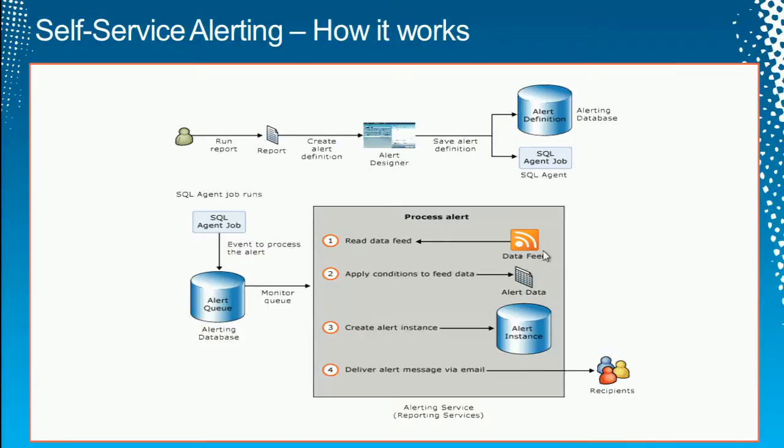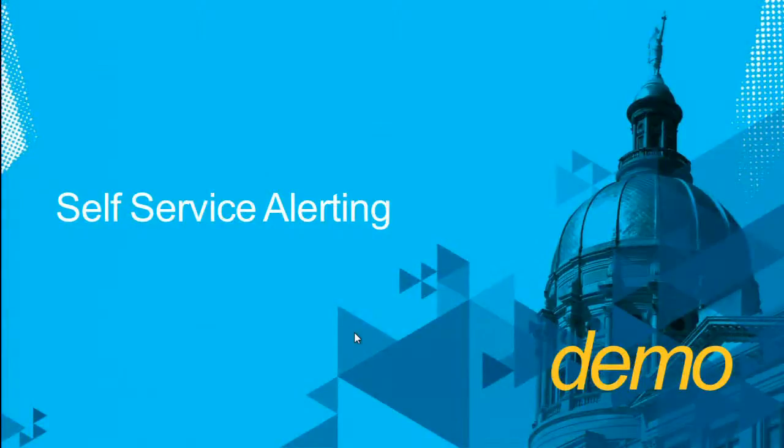There's a data feed. All of the data goes through a data feed. The user actually selects which data feed they want to define the alert on. We apply the conditions that are defined. We create an alert instance, which is the mail message that's associated with the alert, and then we deliver that mail message. Okay? All right, so now I'm going to actually do the demo.